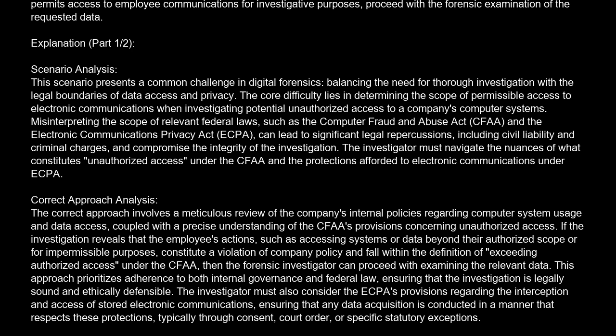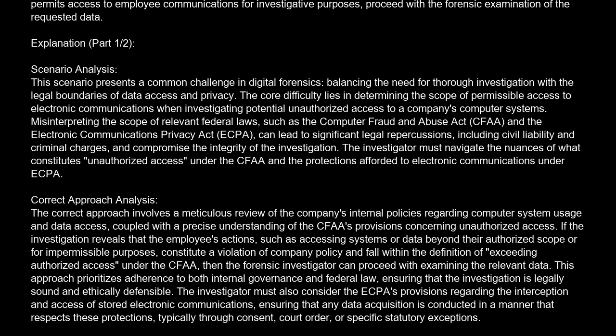Misinterpreting the scope of relevant federal laws, such as the Computer Fraud and Abuse Act, CFAA, and the Electronic Communications Privacy Act, ECPA, can lead to significant legal repercussions, including civil liability and criminal charges, and compromise the integrity of the investigation. The investigator must navigate the nuances of what constitutes unauthorized access under the CFAA and the protections afforded to electronic communications under ECPA.